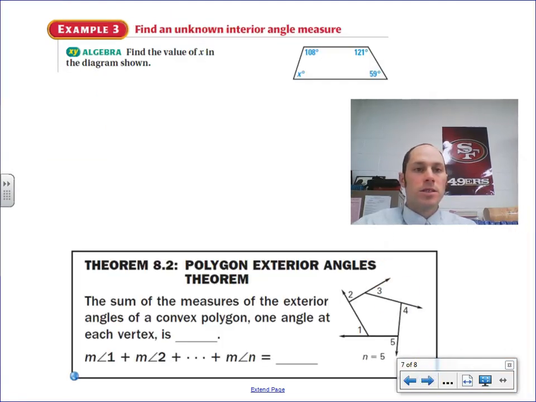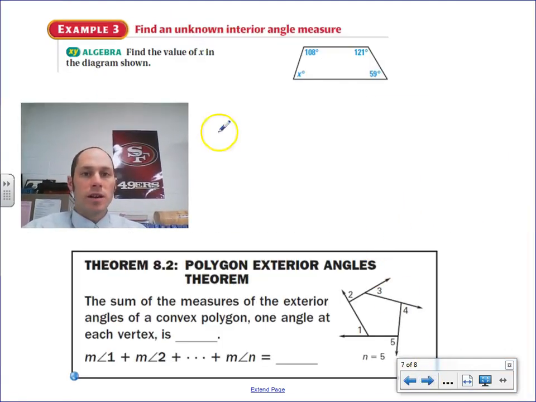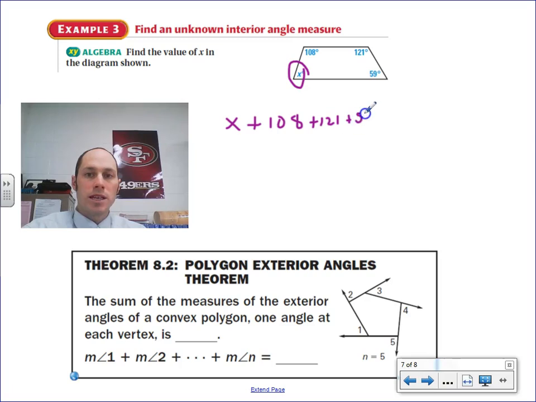Okay, so let's use some algebra now to find the missing value of x. This is a 4-sided figure. 4-sided figures have a sum of 360 degrees. So if I add them all up, x plus 108 plus 121 plus 59, that will equal 360. There's 360 degrees in this figure.